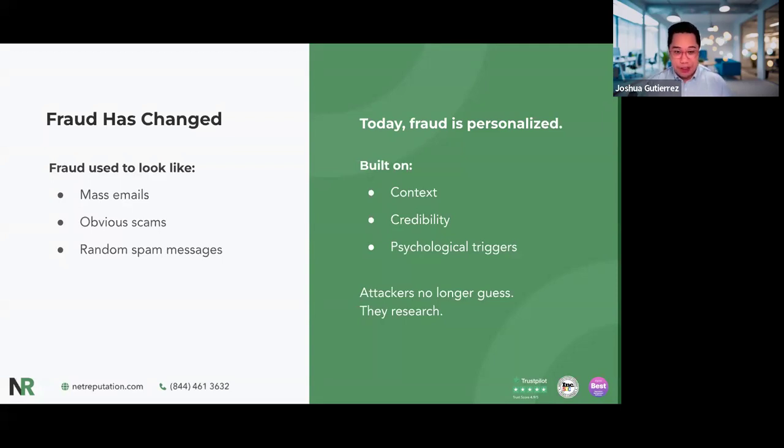Today's fraud is personalized. So, what do we mean by that? It relies on context, knowing something about you. It relies on credibility, referencing details that feel absolutely legitimate. And it relies on psychological triggers: urgency, authority, and familiarity. The difference between a scam that you immediately delete, like those text messages, and one that makes you pause is often just a few accurate data points away. And those data points are from aggregation. And that's why visibility matters. Attackers no longer guess, they research.